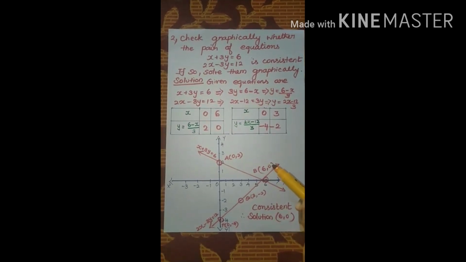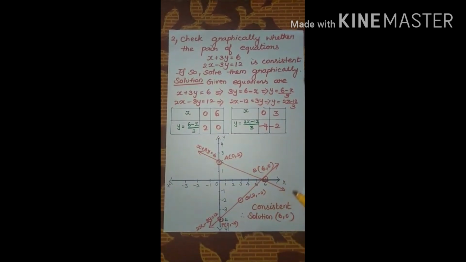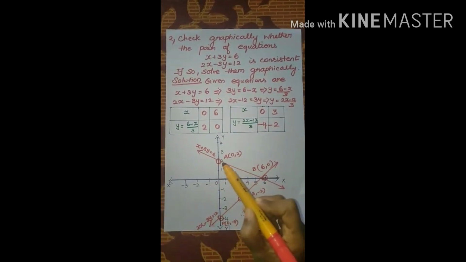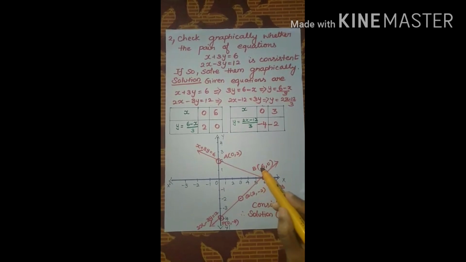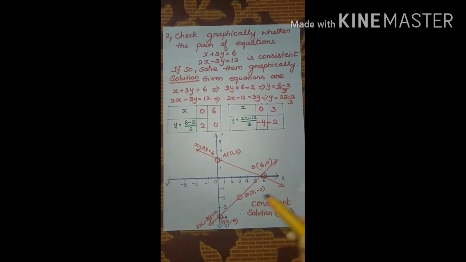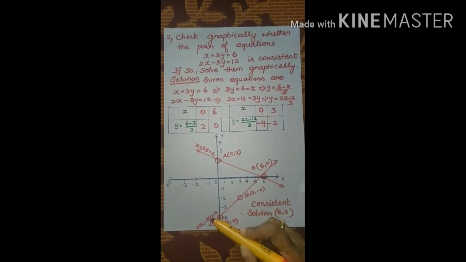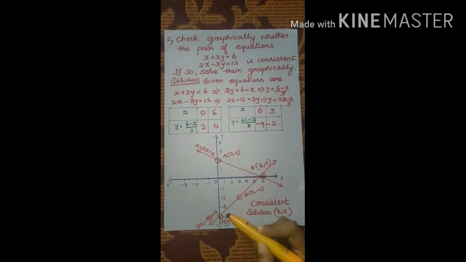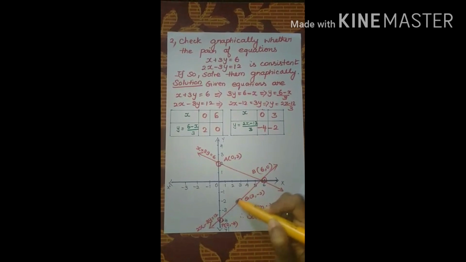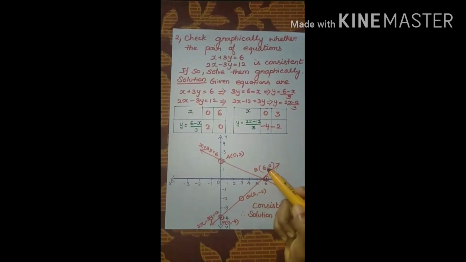Using the linear equations, we have to draw straight lines. For the first equation, x plus 3y equal to 6, the points are A of 0, 2 and B of 6, 0. Join the points to get the first straight line. Next equation, 2x minus 3y equal to 12. The points are P of 0, minus 4 and Q of 3 comma minus 2. Now join the points. Again we get one straight line.